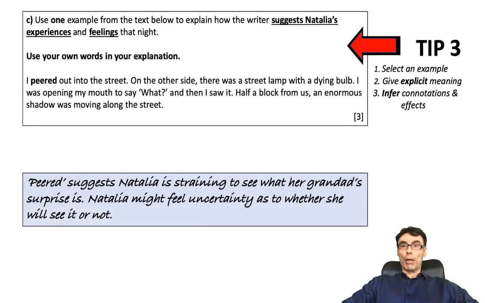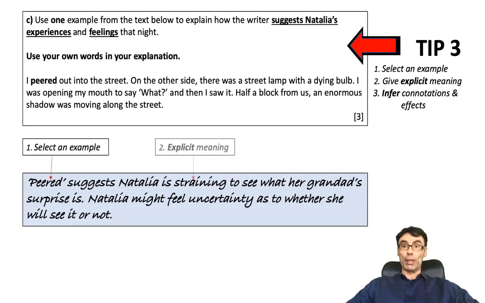Let's take a look at how that might be written. "Peered," that's my quote, suggests Natalia is straining to see what Grandad's surprise is. That's the explicit meaning. Natalia might feel uncertainty as to whether she will see it or not, and that's my inference about her feelings as asked for in the question. And that's it. That's all you need to do.